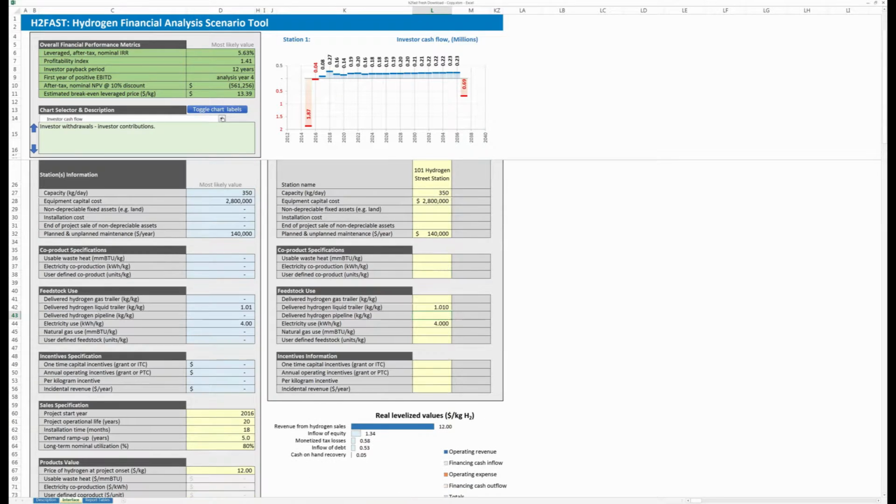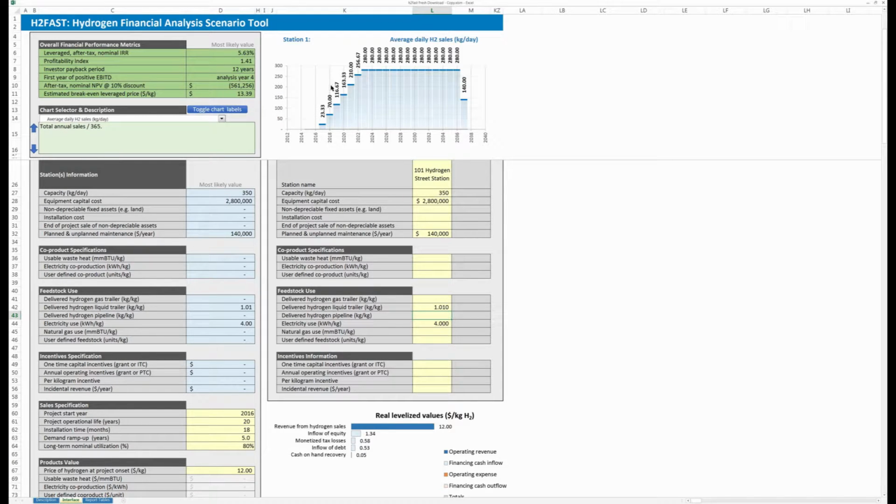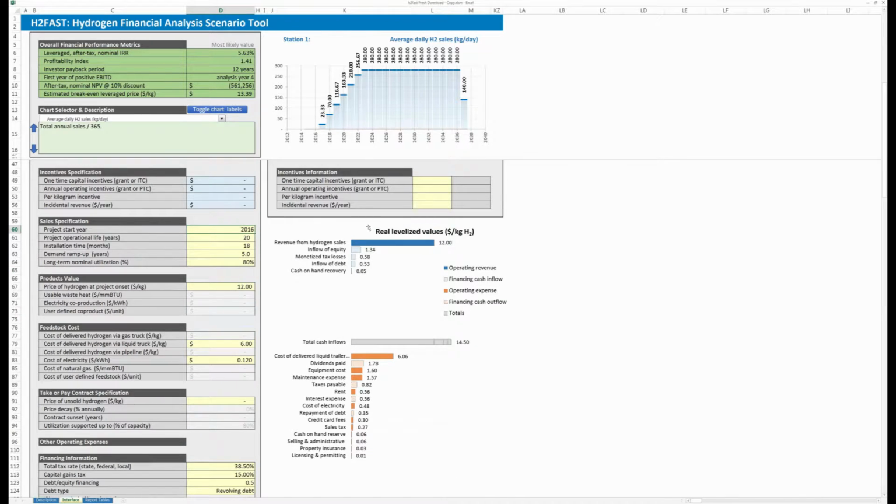One thing I want to point out with these charts here, let's look at average daily dispensing. This would be kilograms per day. The way we specified it right now is we've said that we're going to start the project, or basically finance the project, in 2016. It's going to have a 20-year life, installation time of 18 months, demand ramp up of 5 years, and maximum utilization of 80%. So it takes 5 years to get to 80% utilization.